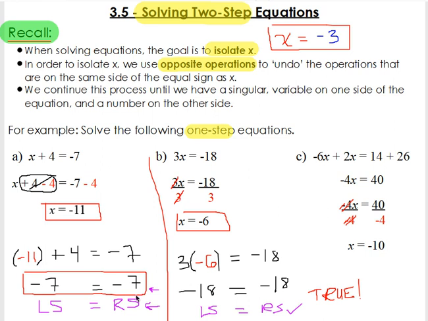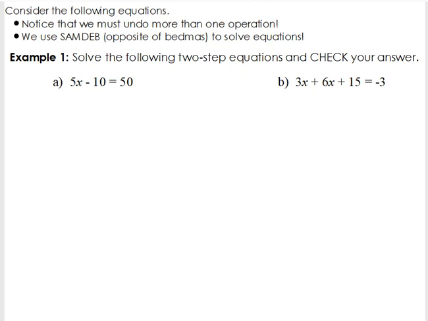That's enough of one-step equations. Let's move into something called two-step equations. So, as your first, consider the following equations. It says, notice that we must undo more than one operation. Have a look at this first one. We have 5 times x, take away 10, equals 50.